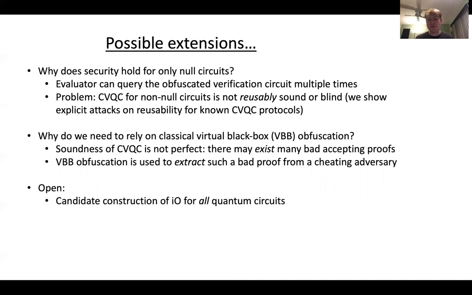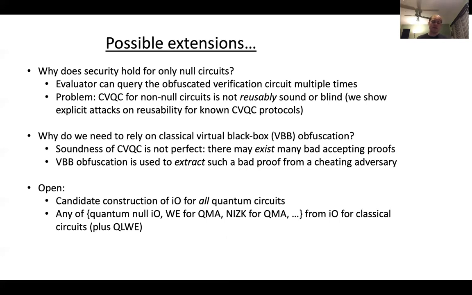First, can we obtain a candidate construction of IO for all quantum circuits? Okay, so this remains open. And next, can we obtain any of our results, so quantum null IO, witness encryption for QMA, NISC for QMA, from just IO for classical circuits, plus maybe some other standard hardness assumptions? Okay.